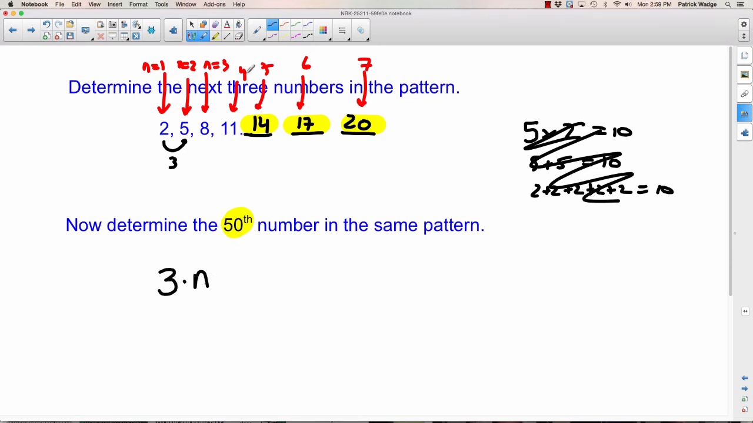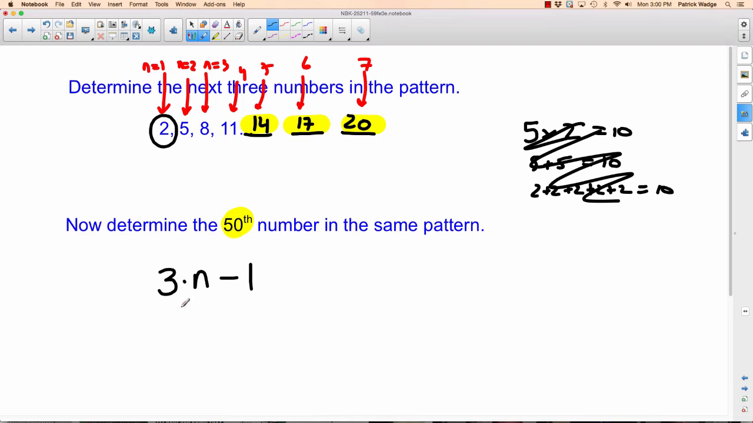Now we have to figure out if it works. If we take this first term, the first term is 2. Let me just clean this up a bit here. So we're interested in this one right there. If we go 3 times n, which is 1 for that one, if we go 3 times 1, do we get this answer here too? No, we don't. 3 times 1 is only 3. What do I still have to do to get to 2? I need to take away 1. So here's a possible formula.